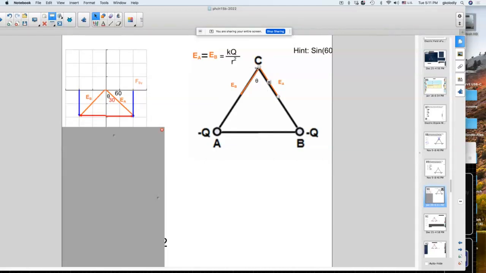And since this is an equilateral triangle, all the sides are the same. That means this angle, which is 90 degrees here, it's 60 degrees here and 30 degrees here and 60 here. Together they add up to 90. Okay. So let me just make sure I don't make any mistakes here. I'm looking at my notes.